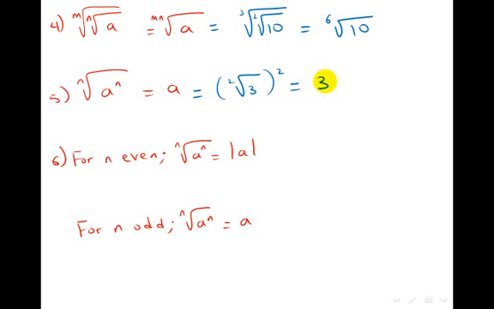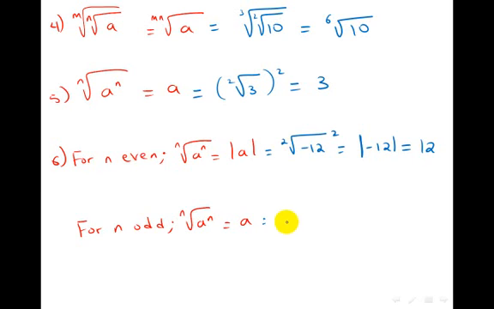Okay, here you have 2 cases in the sixth property: if n is an even number or if n is an odd number. In case n is an even number, it will be the absolute value of a. For example, let's say that you have square root of negative 12 the whole squared. Here this will cancel each other, and you'll have an absolute value of negative 12, which will give you just 12. So here this n is an even number.